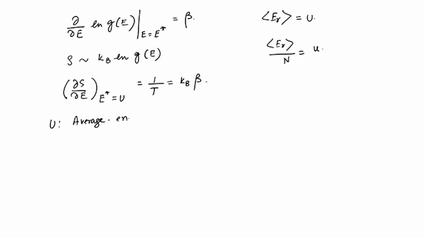So, U is the average energy, and E star is the most probable energy.